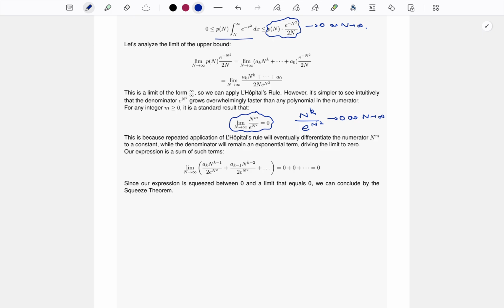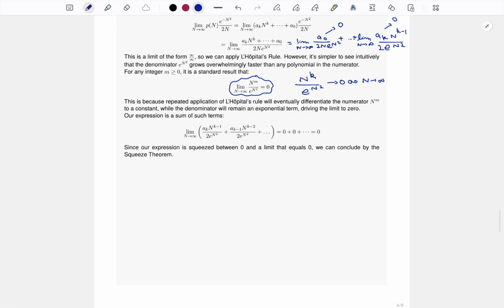So this will eventually go to 0. If you distribute this sum out, this becomes the limit of a_0 upon 2n e to the power n squared, plus so on and so forth, till the limit of a_k n to the power k minus 1 upon 2 e to the power n squared. Each of these goes to 0 as n tends to infinity. So the whole limit just evaluates to 0 as n tends to infinity.